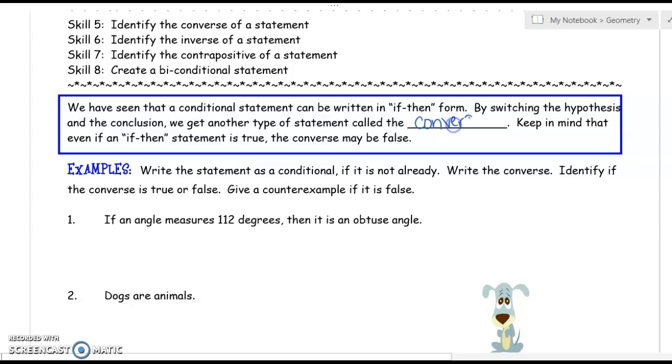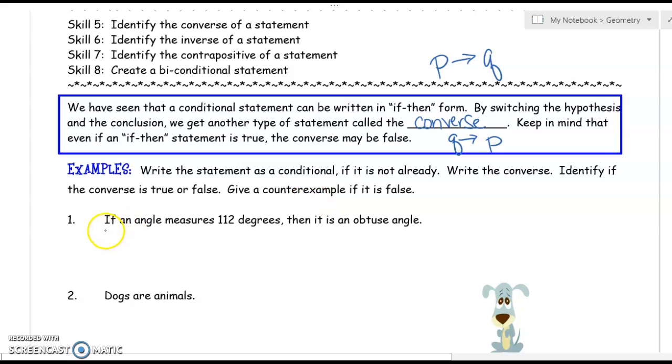All right. So before it was if P then Q, converse is going to switch it, and it'll be if Q then P. So what we're going to do is write the statement as a conditional, if not already. If it's not an if-then, we have to change it. We're going to write the converse, and then figure out if it's true or false and give a counterexample if it's false.